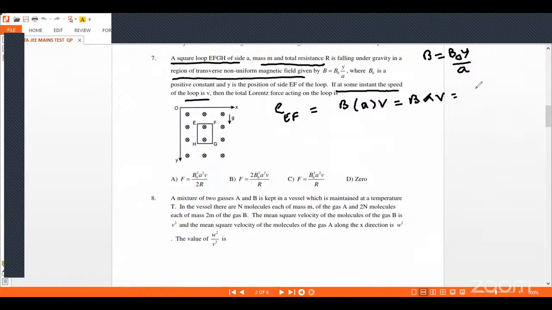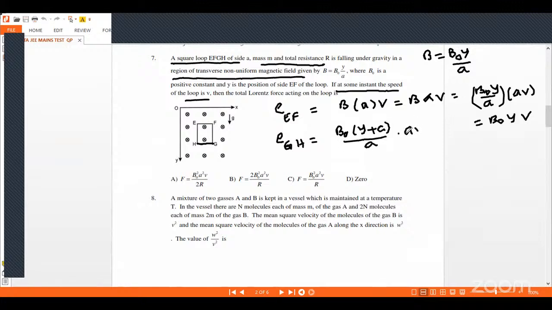That is B naught Y by A times AV. That is B naught Y into V. Similarly, I'll find motional EMF along GH. Here, GH is of side A. So we'll write it as B naught times Y plus A by A times AV. So it is B naught Y plus A into V.